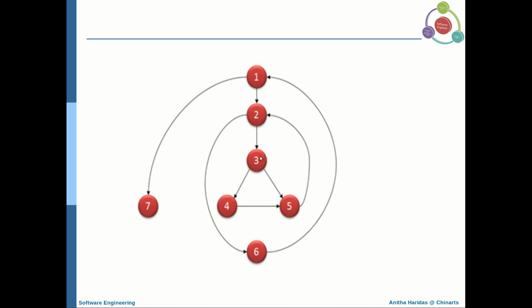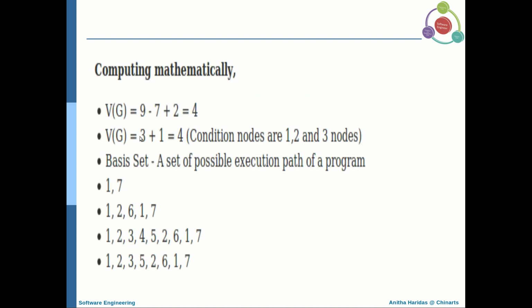So we have 1, 2, 3. These are the 3 nodes which are having conditions. So the total number of predicate nodes is 3. So 3 plus 1 will also give you the metric value. So 3 is nothing but the number of predicate nodes you have for the given flow graph, plus 1 will give you the number of independent paths.